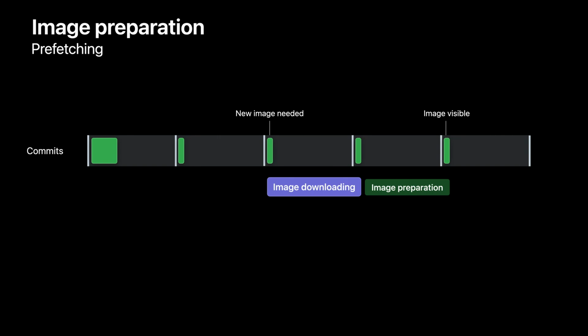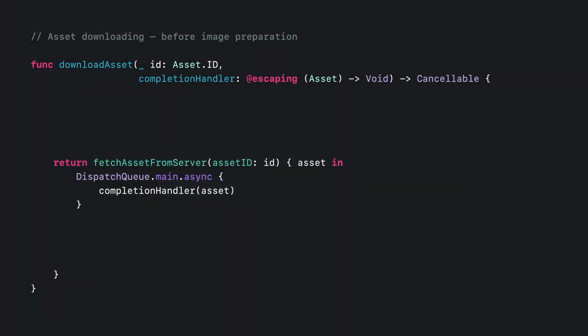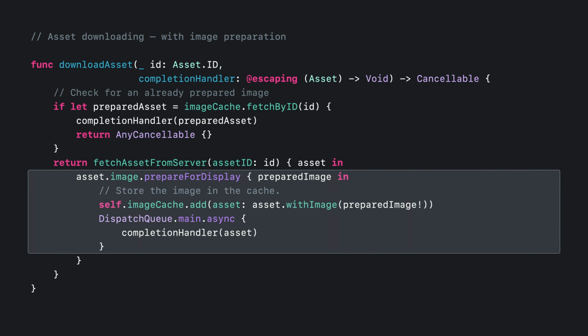One last consideration is how image preparation can utilize prefetching. Prefetching gives extra time for the image to be downloaded and prepared. Giving the process more time means the users will not see the placeholder for long, and probably not at all. In the sample app, we already have an asynchronous path for image retrieval. After the download completes, we can then prepare the asset before calling the completion handler.